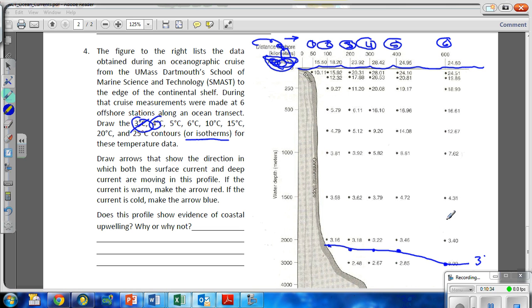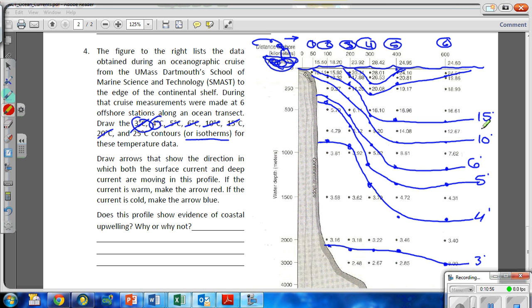I'm going to do a 4 degree now. It's got to follow this pattern. We have to go up above 3.79 here, above 3.92, and over. So I'm going to connect those dots now. I didn't do a good job connecting those dots, but you can see the pattern. Now I'm going to finish this up, and we'll talk about what it is we see here.